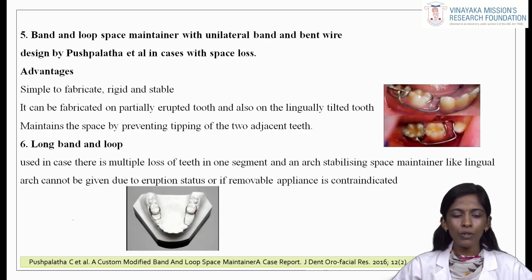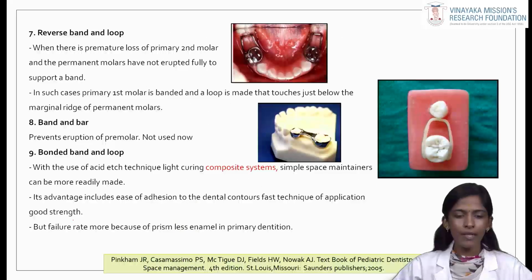Long band and loop is used in cases where there is multiple loss of teeth in one segment and an arch stabilizing space maintainer like lingual arch cannot be given due to eruption status, or removable appliance is contraindicated. Next modification is reverse band and loop.